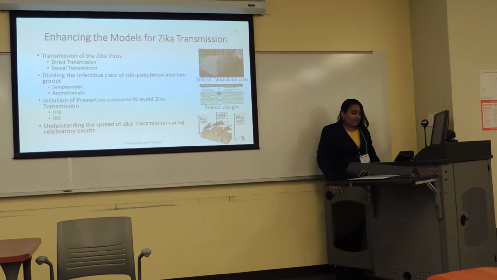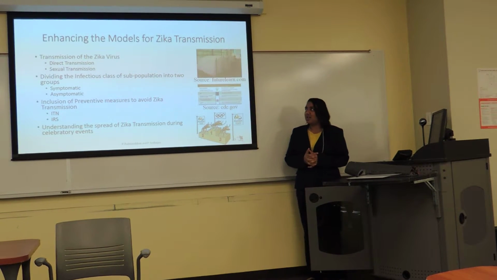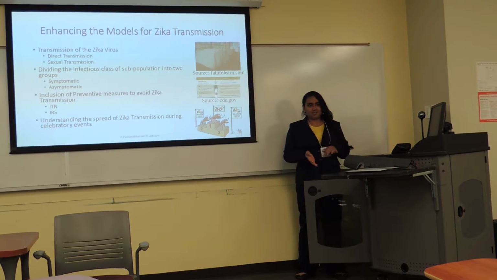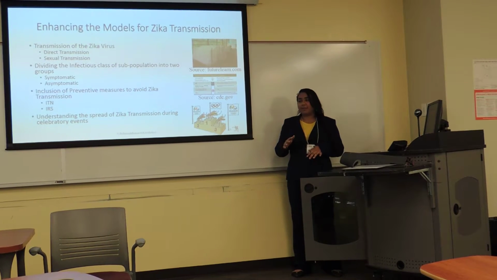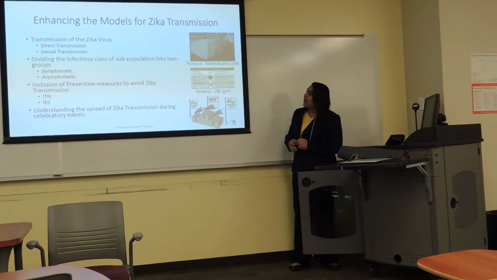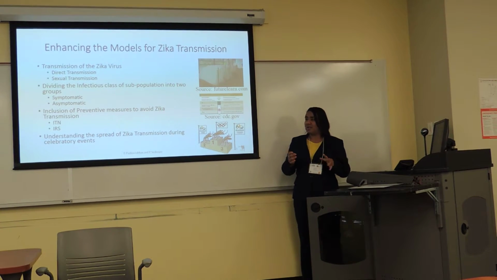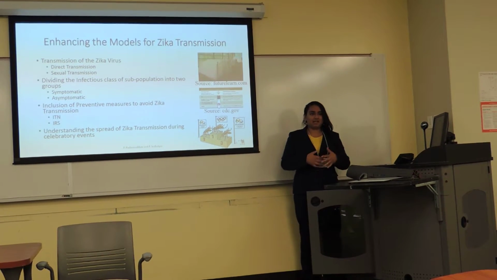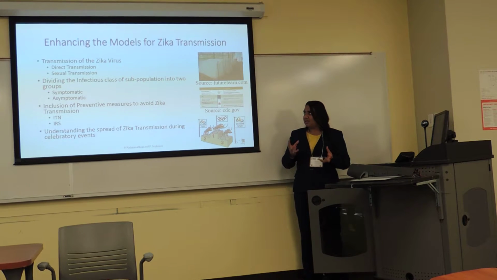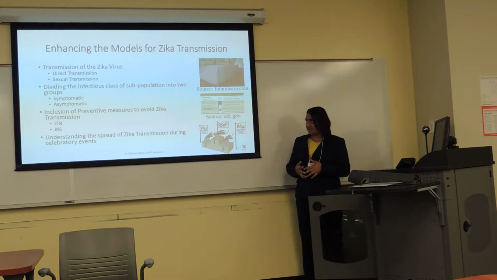Some things that we're looking at are both direct and sexual transmission. As we know, Zika is transmitted through vector-human interaction, but it's also transmitted through human-human interaction, so it can be transmitted from males to females and females to males. We also looked at expanding the compartments in our model. Instead of just having one infectious phase, we now have two infectious phases, describing a symptomatic infectious and an asymptomatic infectious class, in which we can see whether or not the human host will have signs or symptoms of the disease.